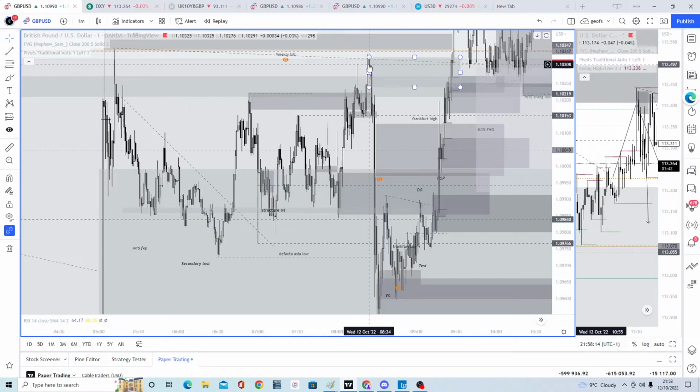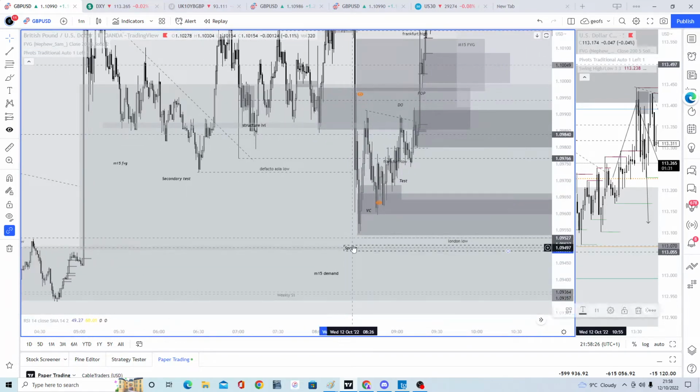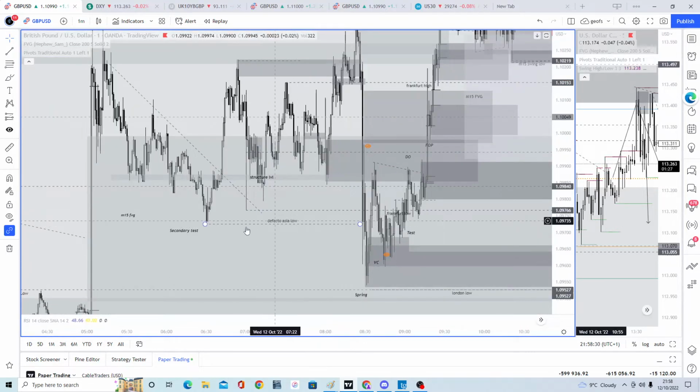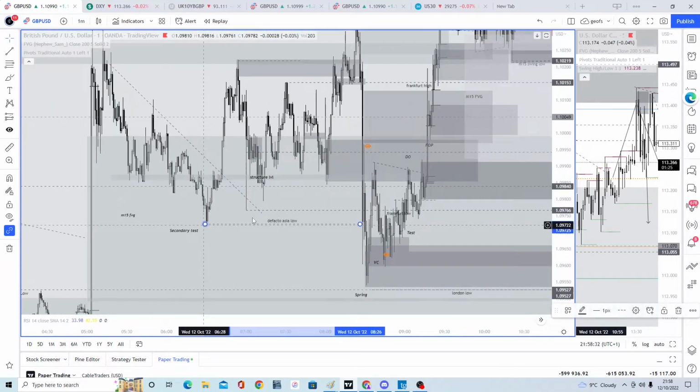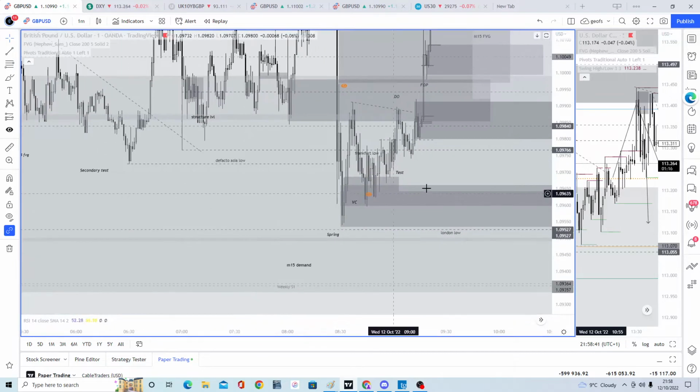I'm sure we had some kind of setup here for the short, but 8:30, what was happening? Can't remember. Somebody must have grabbed the short, but I certainly didn't. I saw this as the spring below the M15 swing low, the de facto Asia low. And it was around London that I was looking for my first entry. Here I found an entry.